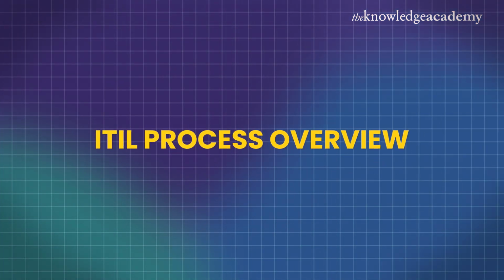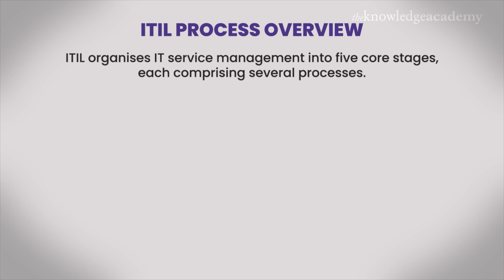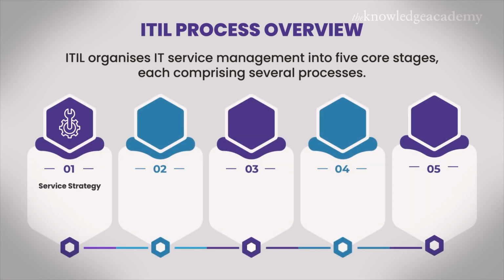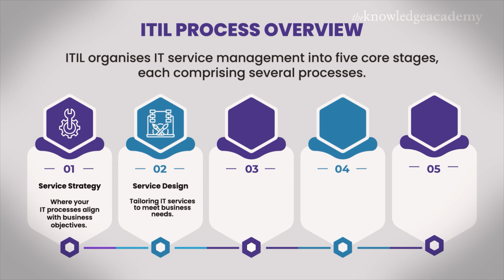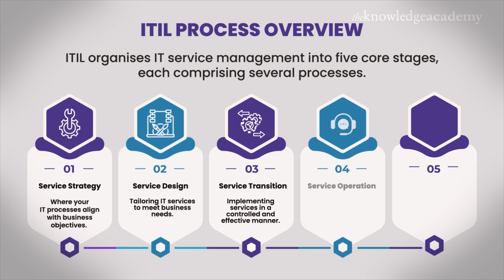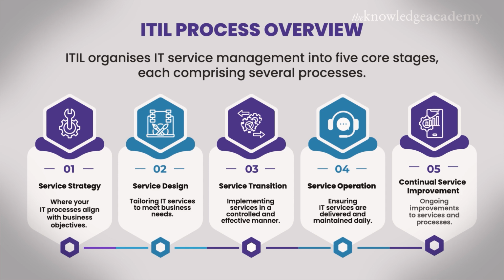ITIL Process Overview. ITIL organizes IT service management into 5 core stages, each comprising several processes. These stages are: Service strategy, where your IT processes align with business objectives. Service design, tailoring IT services to meet business needs. Service transition, implementing services in a controlled and effective manner. Service operation, ensuring IT services are delivered and maintained daily. Continual service improvement, ongoing improvements to services and processes.